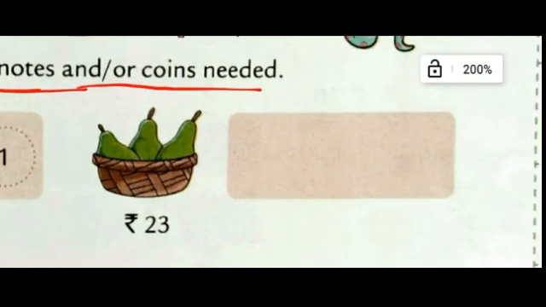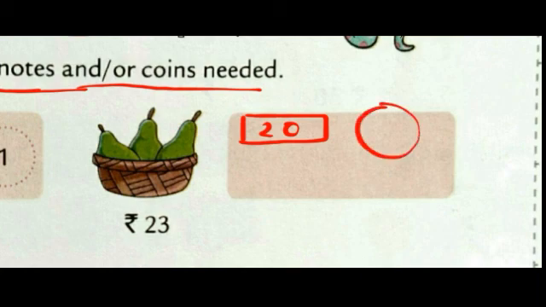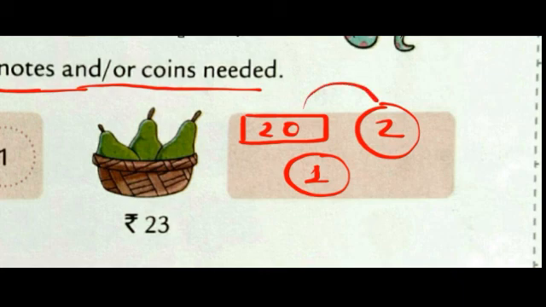So first we will draw a 20 rupee note. And now how much more we need? We need 3 rupees more. So we will draw a 2 rupee coin. Now we need only 1 rupee more. So we will draw a 1 rupee coin. So in total it becomes 23. 20 plus 2, 22. 22 plus 1, 23.